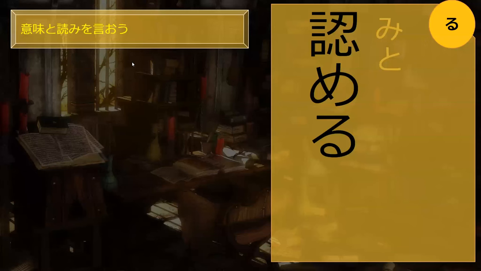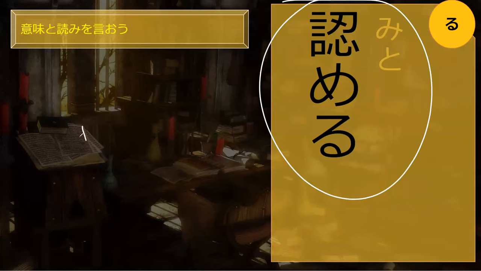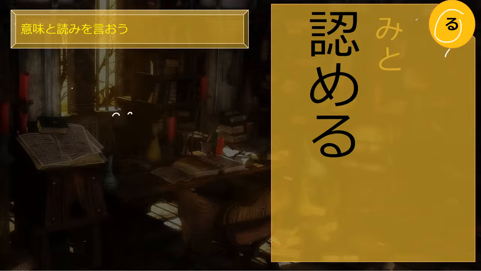You came here. You know what mitomeru means? I doubt it, but thought I'd double check first. This is to recognize. This is normally like to acknowledge, recognize. Like I have to acknowledge it. So probably acknowledge is a better word. If someone is really good at something, I have to acknowledge it. Exactly. And that is a ru verb, mitomeru.